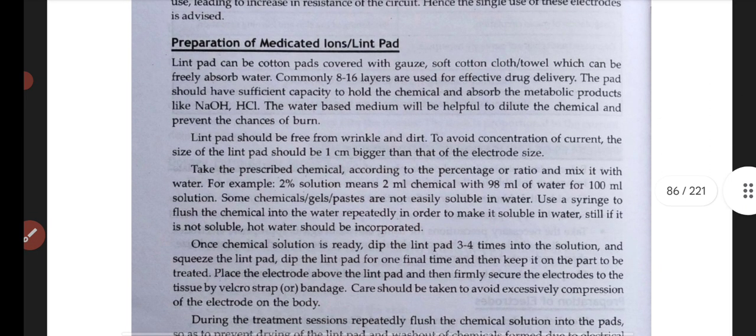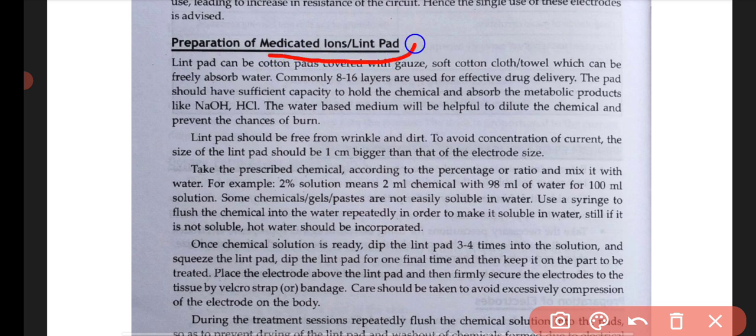Now come to the next point, which is preparation of the medicated ions or lint pad. How will we prepare it? The lint pad can be a cotton pad covered with gauze or soft cotton cloth, which can freely absorb water. The lint pad we are going to use should be a cotton pad covered with gauze or soft cotton cloth. Commonly 6 to 8 layers are used for effective drug delivery.